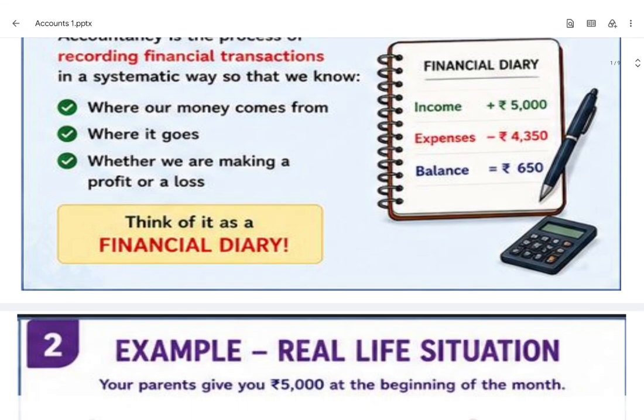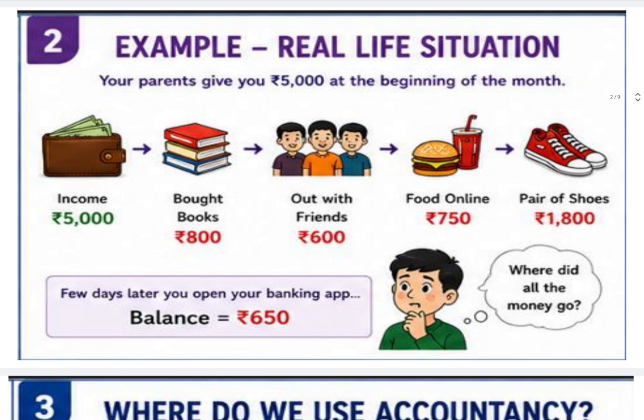Take an example from real life. Your parents or your friends or your brother, whoever, gave you 5,000 rupees. That is income to you. With that 5,000, in a month you spent 800 on books, 600 on outings with friends, 750 on online food, and 1,800 on shopping. So what is the balance? 650. When you do this, you will come to know.